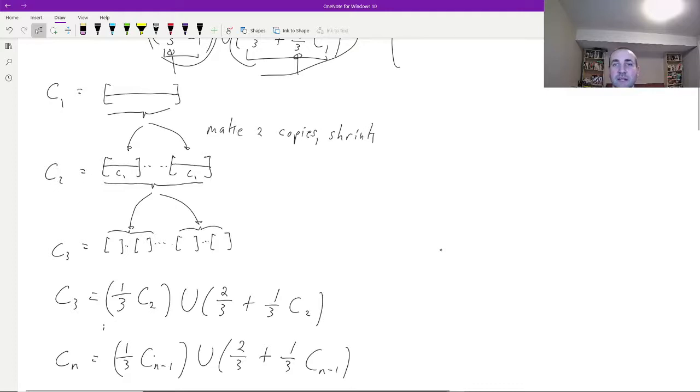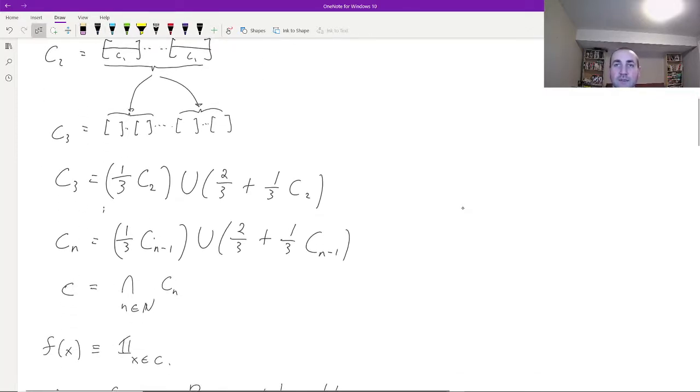To make C3, I'm going to do the same thing. So in algebra, it's 1/3 C2, union 2/3 plus 1/3 C2. And in the picture, I take all of C2, which is two pieces, and I shrink them both. I shrink them, make copies, and then move the copies down here. Okay, great. So that's C3, and in general, Cn is going to be 1/3 Cn minus 1, union 2/3 plus 1/3 Cn minus 1. So again, at every step n, I'm taking two copies of the previous step, shrinking them by a factor of 1/3, and then translating the second one to the right-hand side of the interval.